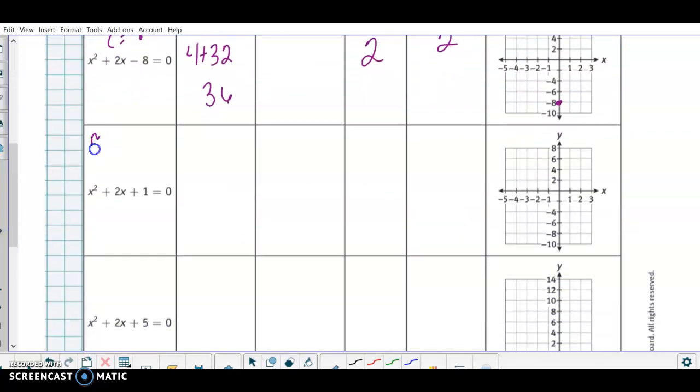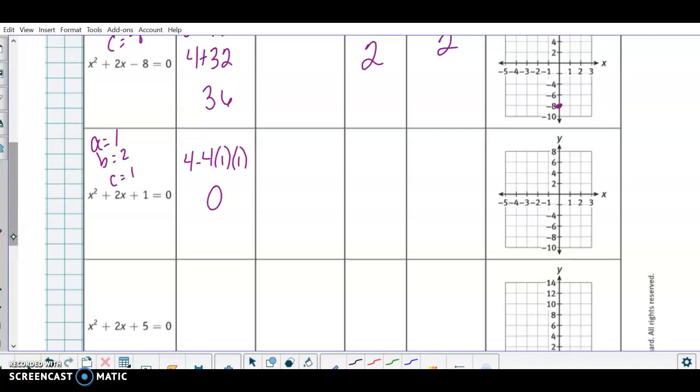On this second example, a is 1, b is 2, and c is 1. So if I do again, b squared minus 4 times 1 times 1, I'm going to get 0. Well, I know from our square root method that if I get 0, that means I only have one solution. And if I graphed it, I could see that.